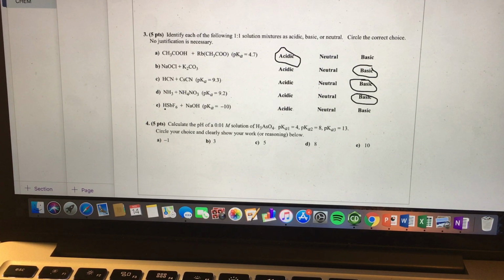Here we have HClO4, and the pKa for that is minus 10 because that's a strong acid. That should be obvious. So we have a strong acid with a strong base, neutral solution.